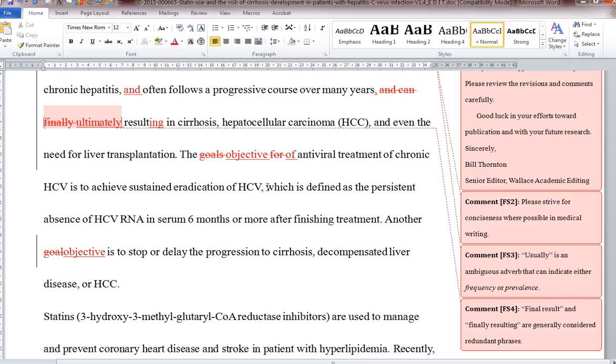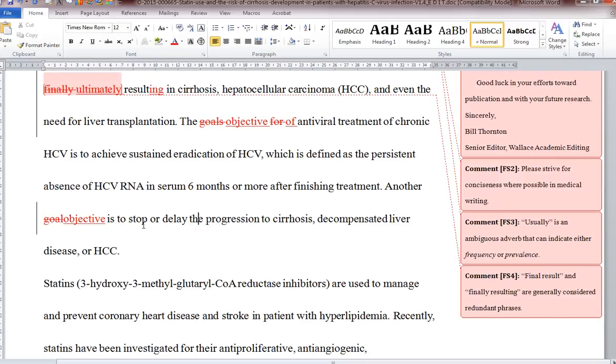and which is defined as, now this which, I'm a little bothered by this because achieve sustained eradication. Eradication is what which is referring to. And then we have of HCV. But I think the meaning is rather clear. Usually which refers to whatever is immediately placed before the comma. I'm going to come back to this notion in a moment with another usage subsequently. Okay, I actually think this clause is fine.